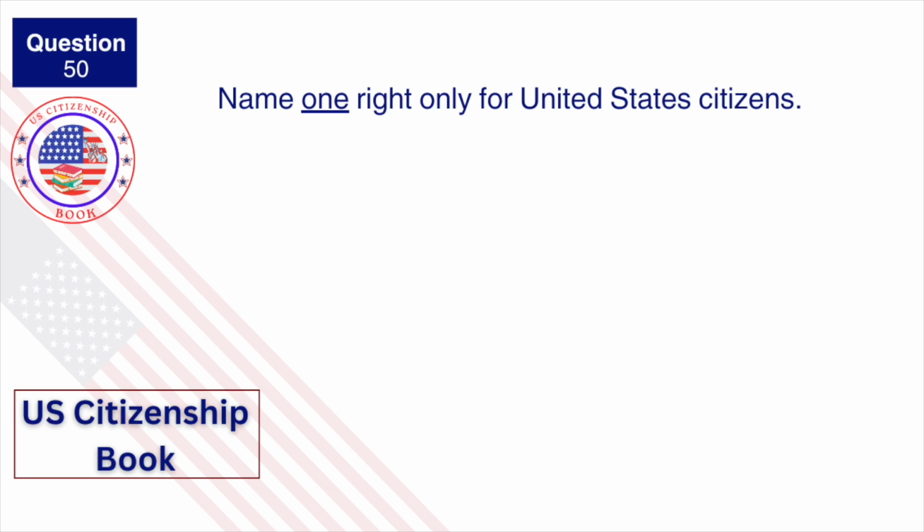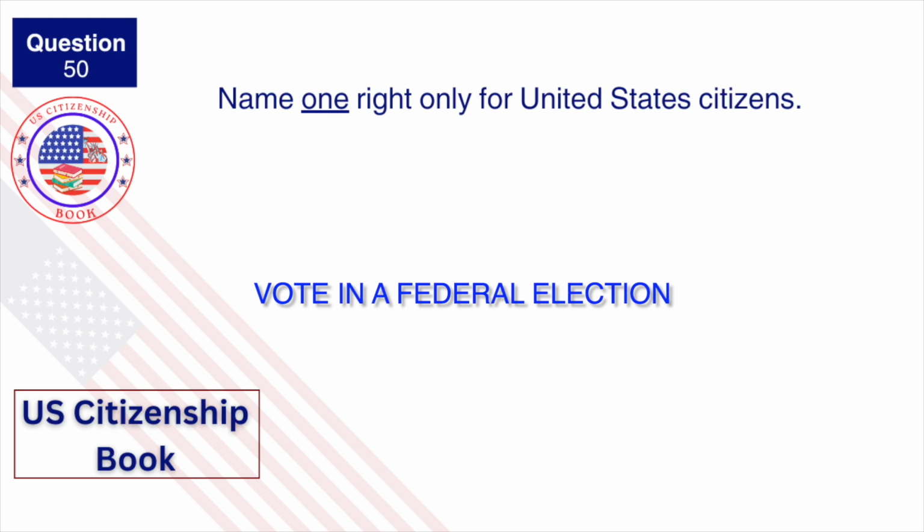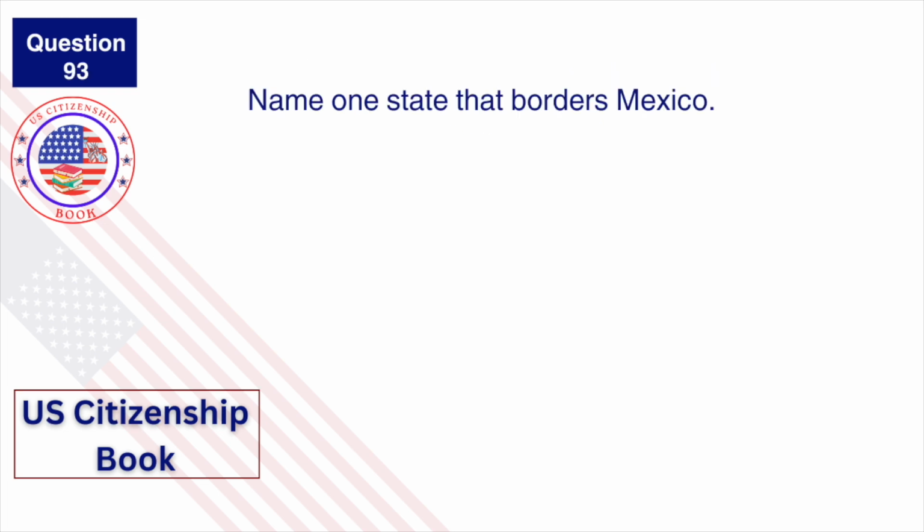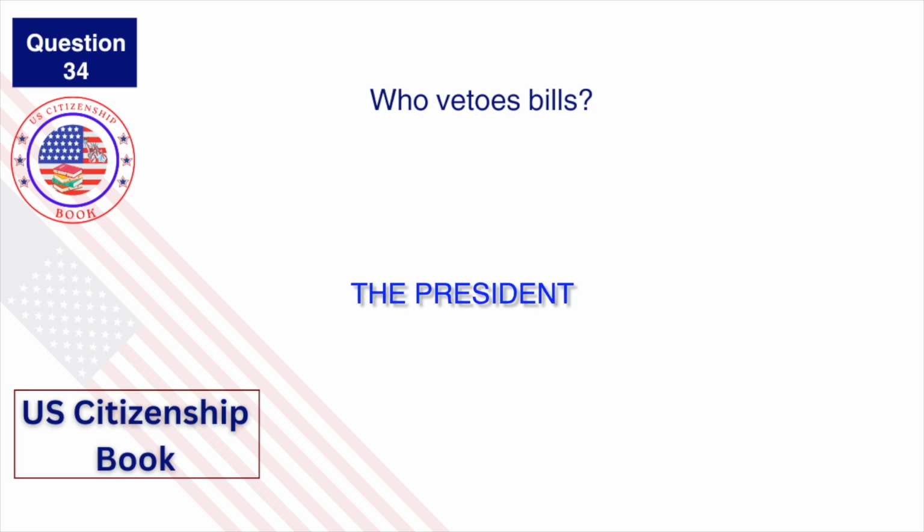Name one right only for United States citizens. Vote in a federal election. What do we call the first 10 amendments to the Constitution? The Bill of Rights. Name one state that borders Mexico. California. Who vetoes bills? The President.